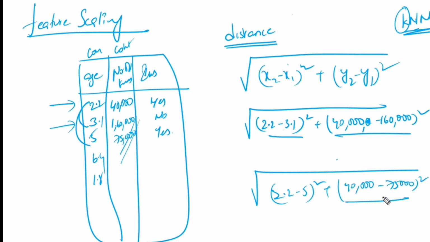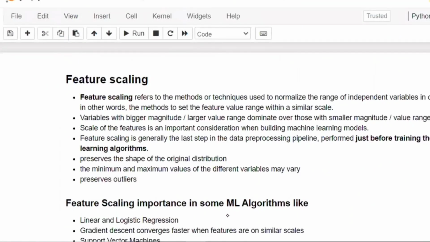When compared to 35,000 whole square, 2.2 whole square will be impacted. If you add it also, it is negligible. There will be no difference. So one feature is dominating the other feature, which means we have to do the scaling. So scaling is an important parameter in order to bring down the scale of the features.